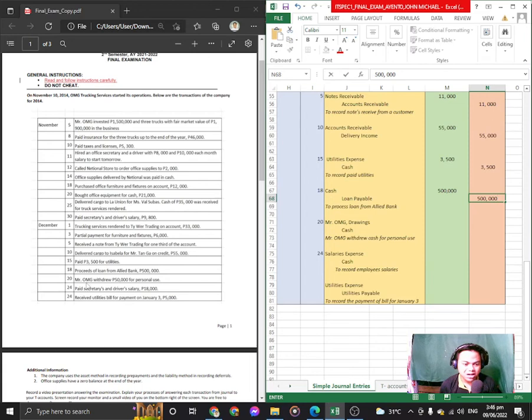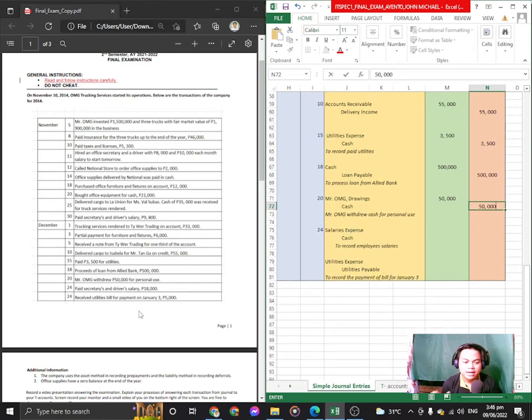Okay, down to December 20. Mr. OMG withdraw the 50,000 pesos for personal use. So nag-need siya og kwarta, need niya mag-withdraw kay gamito niya personal use. So ang debit for December 20, Mr. OMG drawings the amount of pila to iyahang withdraw 50,000 pesos. Unsa man tihang withdraw? Kwarta. Unsa ang kwarta is cash for credit. So 50,000 pesos. Okay? To record Mr. OMG withdraw cash for personal use.